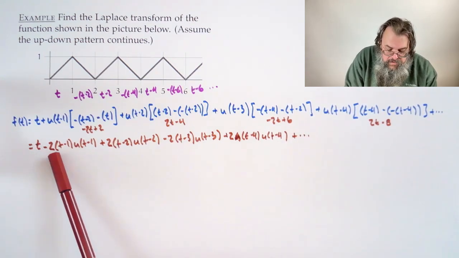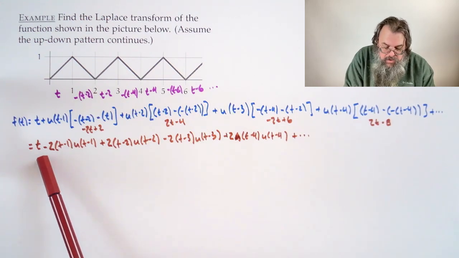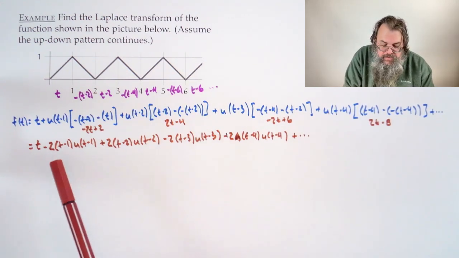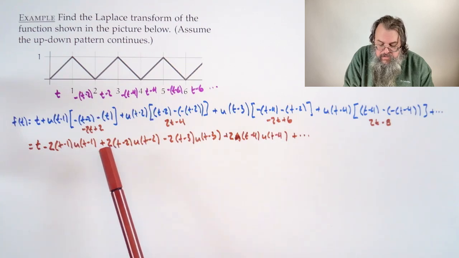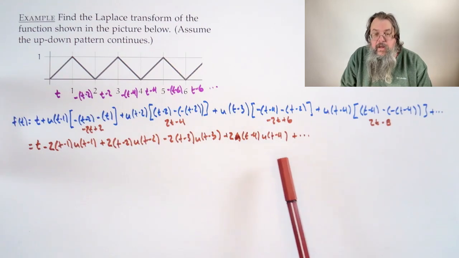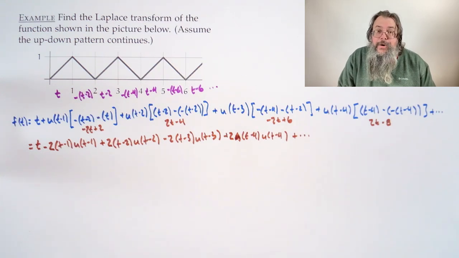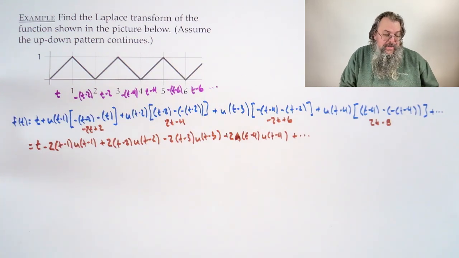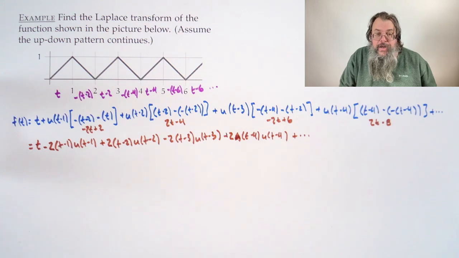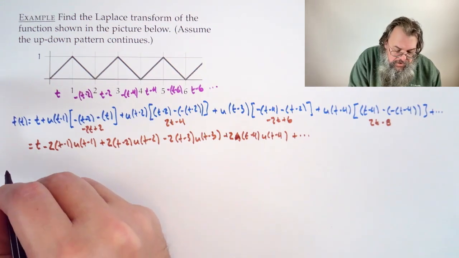Well, oh yes, there's always the 2's. We alternate our sign, and then we have a t minus 1, t minus 1, t minus 2, t minus 2, t minus 3, t minus 3, and so forth and so on. So actually, yeah, we can spot the pattern. And now we're ready to take the Laplace transform.